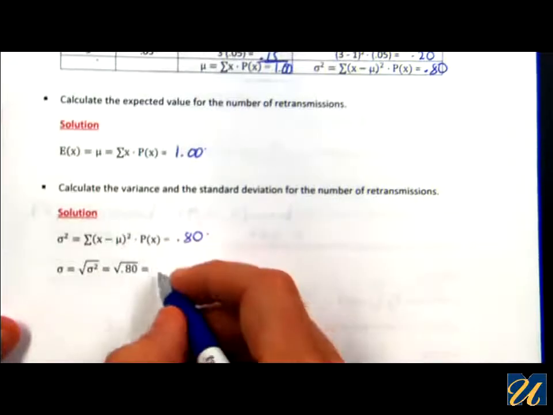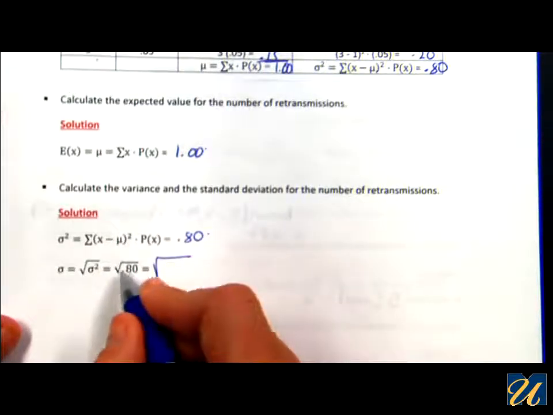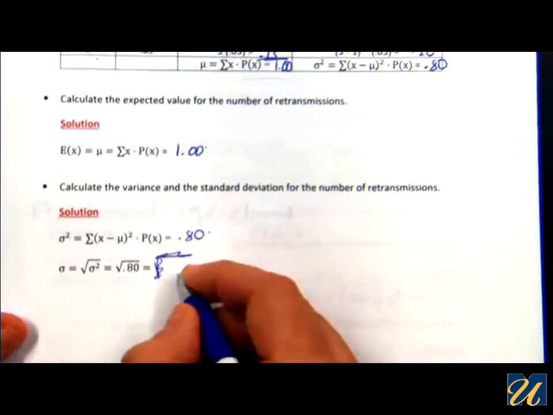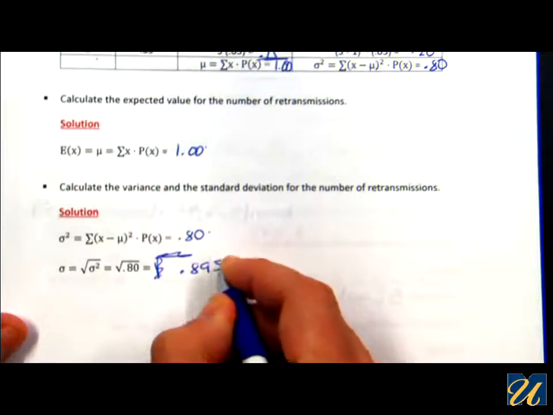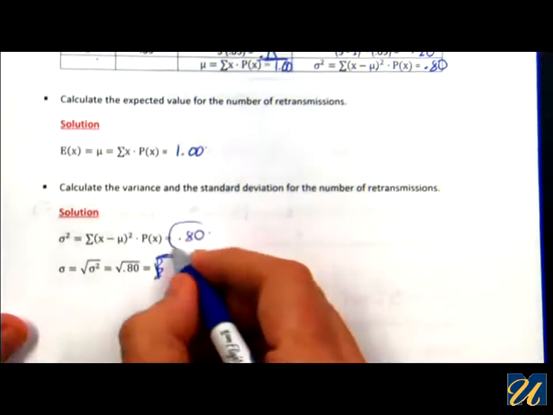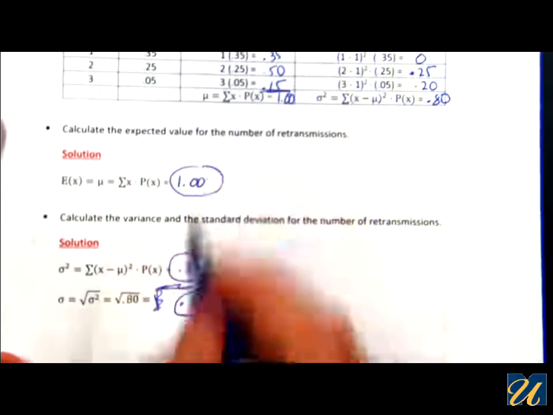Now, the standard deviation, as always, the square root of 0.8. So this will be 0.895 for the standard deviation. Variance is 0.8, expected value is 1.